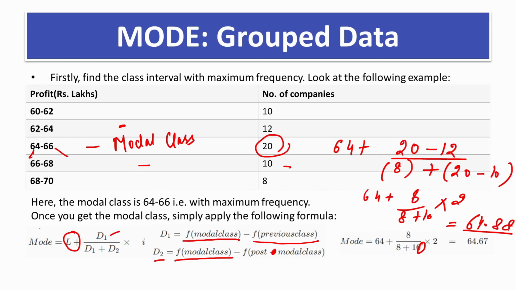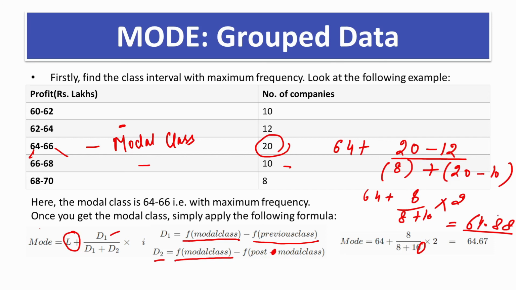Again, the merit of mode is that it is not affected by extreme values, and if the data is unimodal, then the calculation is fine. But in case the data is bimodal, the value of mode cannot always be calculated. So this is the limitation of mode.